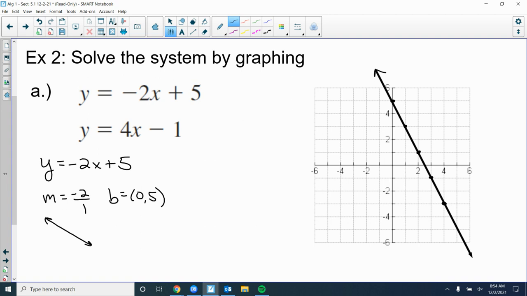You're graphing it? Now you got the second one you want to graph it. Okay, so that is y equals 4x minus 1. That has a slope of 4 over 1. It is positive slope, so it goes uphill. My b value, or my y-intercept, is 0, negative 1.